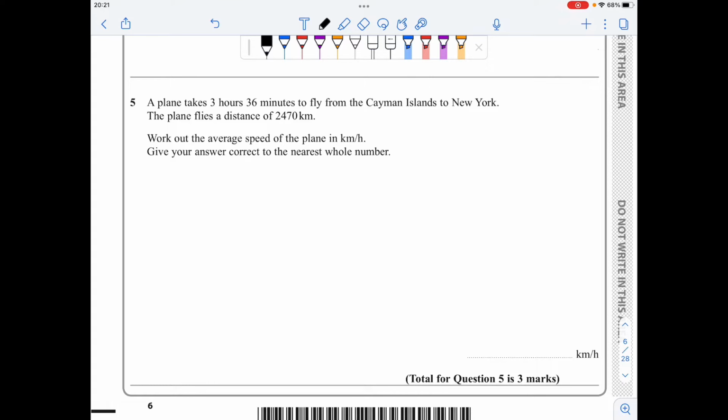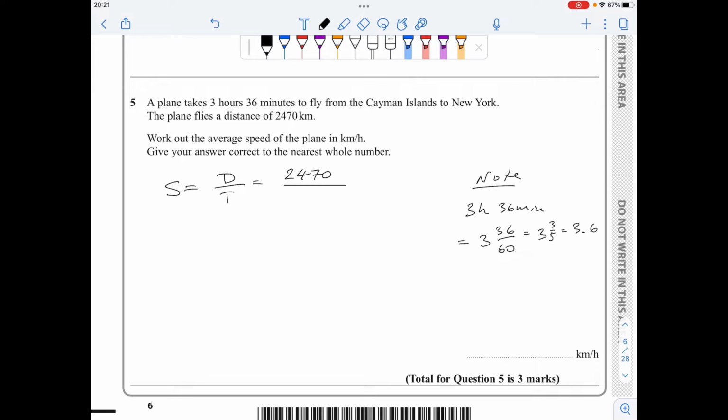For question 5, recall that speed is equal to distance over time. Now in this problem, the distance is 2470 kilometers, and I need the time in hours. So make a note here. The time is 3 hours 36 minutes. This is equal to 3 and 36 over 60. You can simplify it as 3 and 3 over 5, or even 3.6.